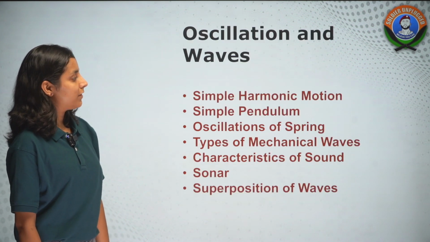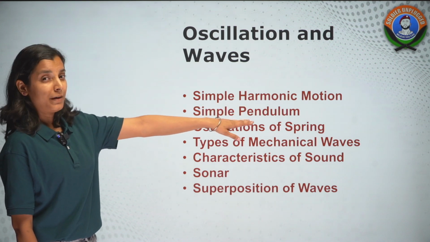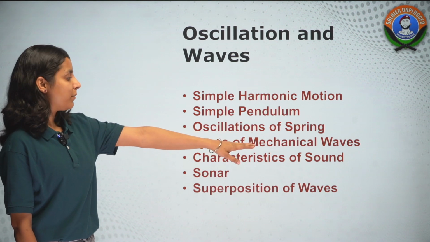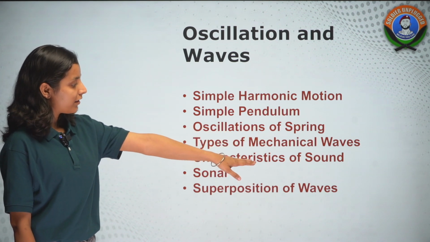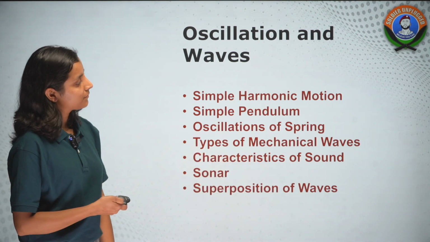Then we have oscillation in waves. In this we'll talk about SHM, that is simple harmonic motion, simple pendulum. This is very important. Then we have oscillations of spring. Types of mechanical waves. In this we'll talk about longitudinal and transverse waves. Then we have characteristics of sound, sonar, and superposition of waves.